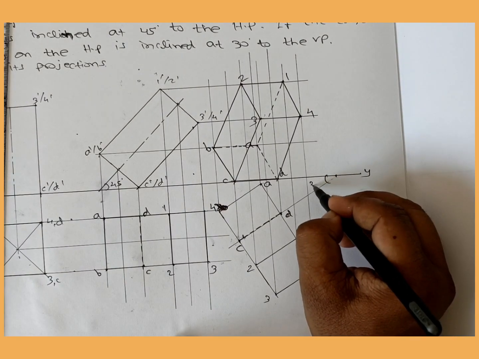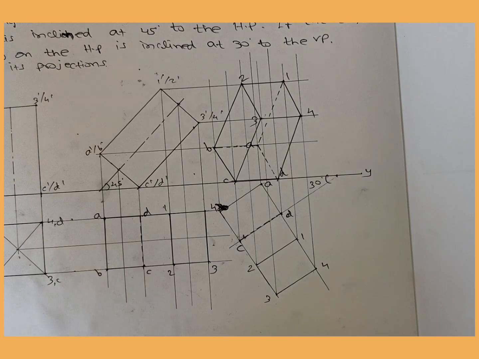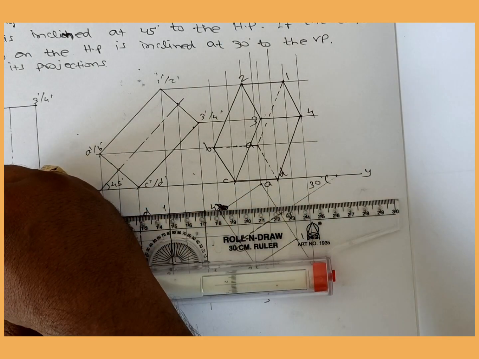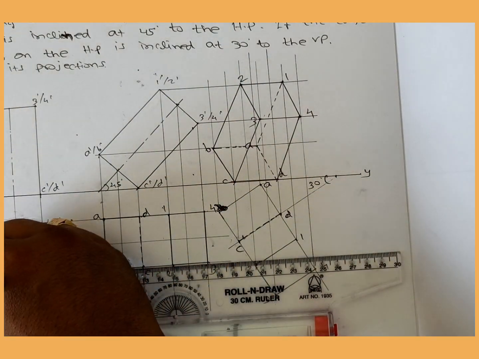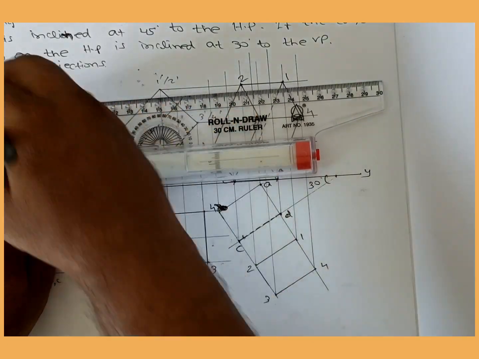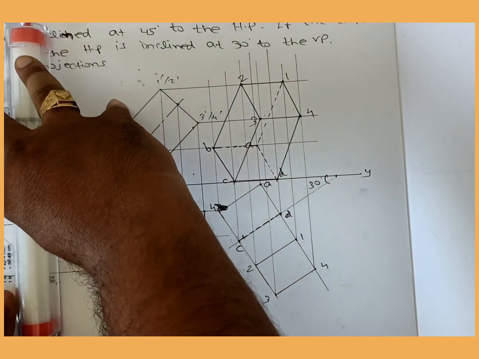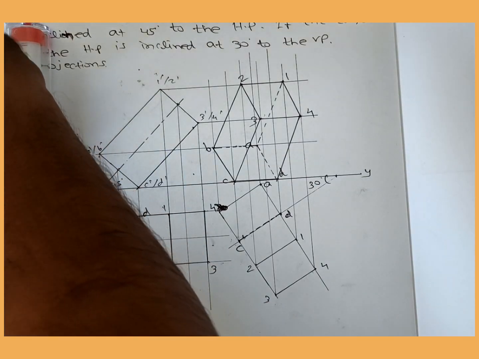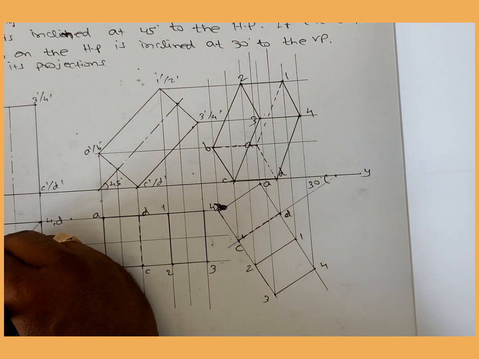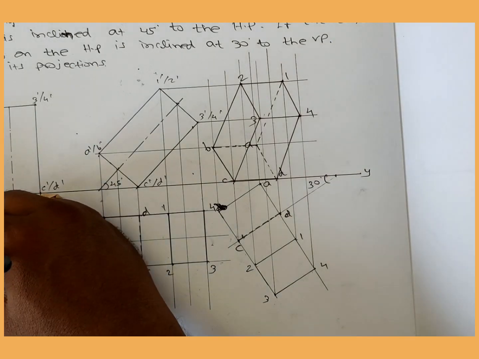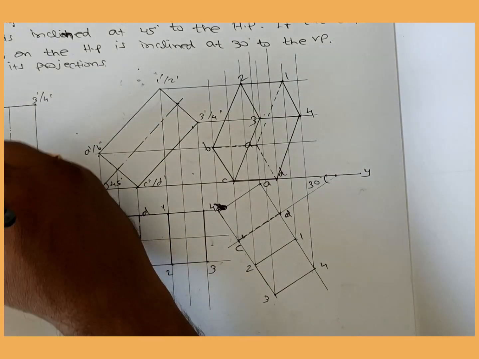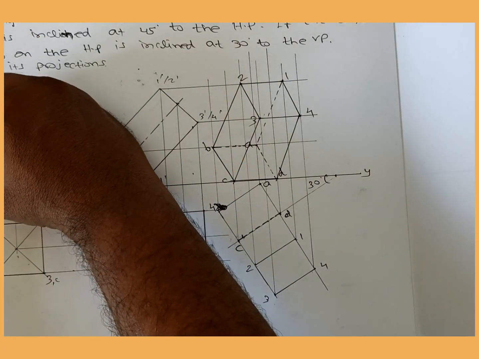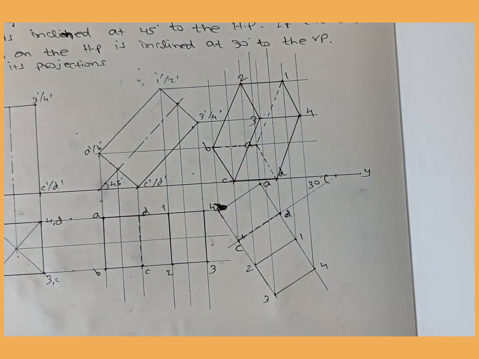This is the 30°, and edge length is 35 mm. Axis length is 60 mm. This is the 35 mm edge, and axis is 60 mm. I hope all of you have cleared this thing.